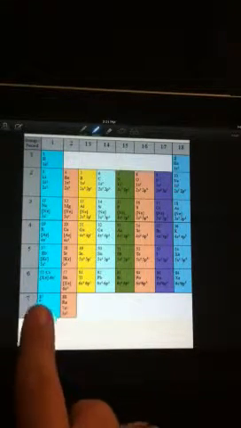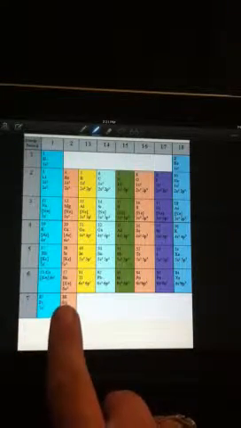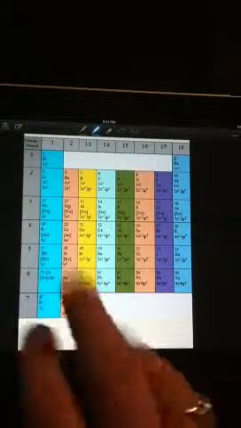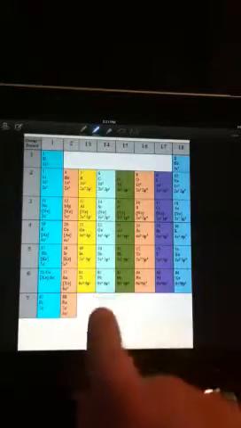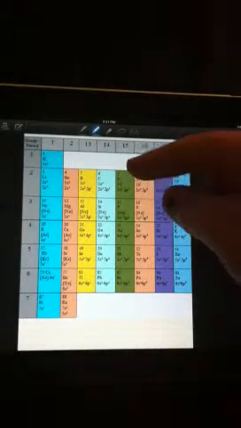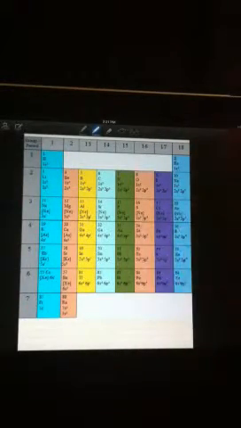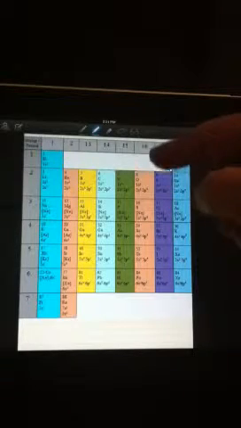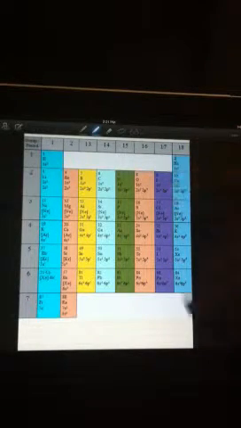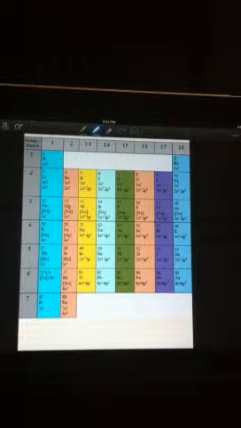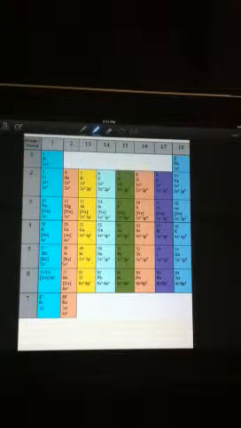Group 1 has 1 valence electron, 2 has 2, 3 has 3, 4, the carbon family, has 4. Group 5, the nitrogen family, has 5. Oxygen has 6. Fluorine, or the halogens, have 7. And the noble gases have a full octet, which means 8 valence electrons except for helium.